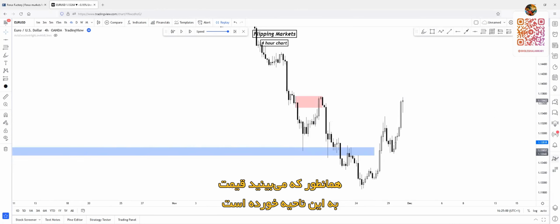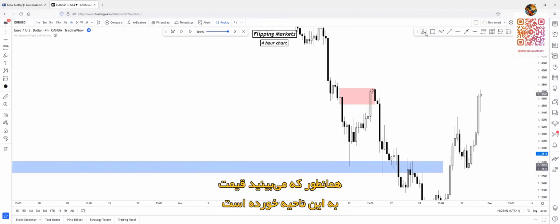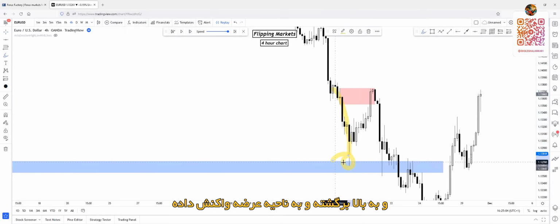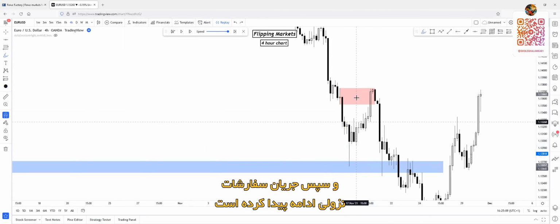Okay, so as you can see, price tapped into this zone here and reversed to the upside to tap the supply zone and continue the overall bearish order flow.